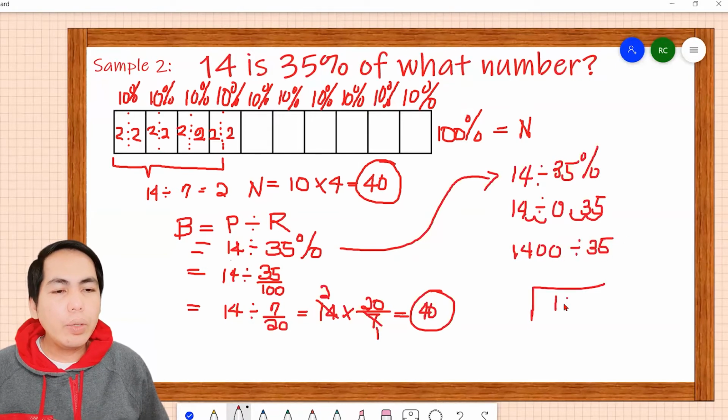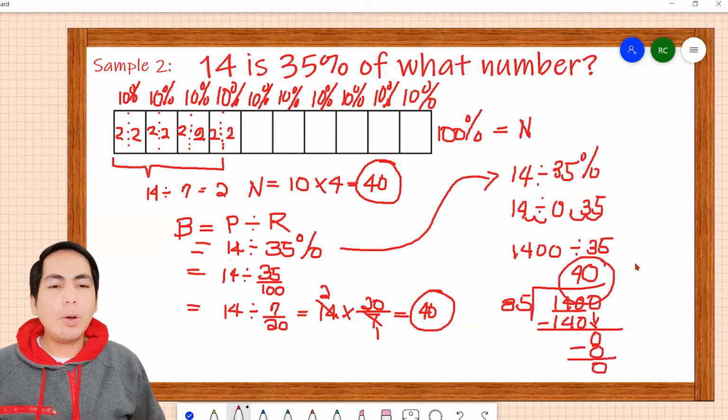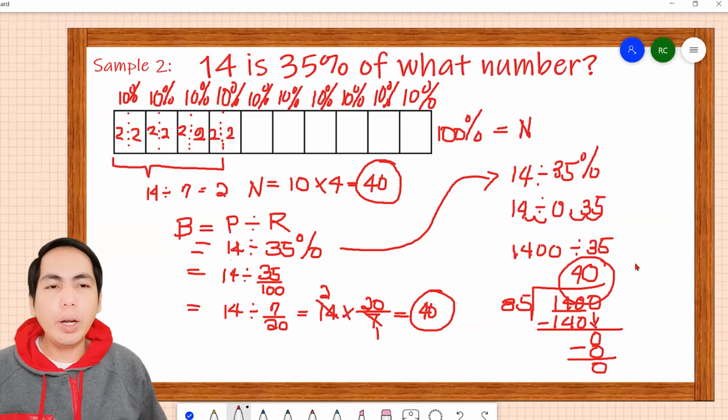So, 1,400 divided by 35. 140 divided by 35 is 4. 4 times 35 is 140. And then bring down the last 0. 0 divided by 35 is 0. 0 times 35 is 0. To give us the base of 40. So therefore, the value of the number is 40.